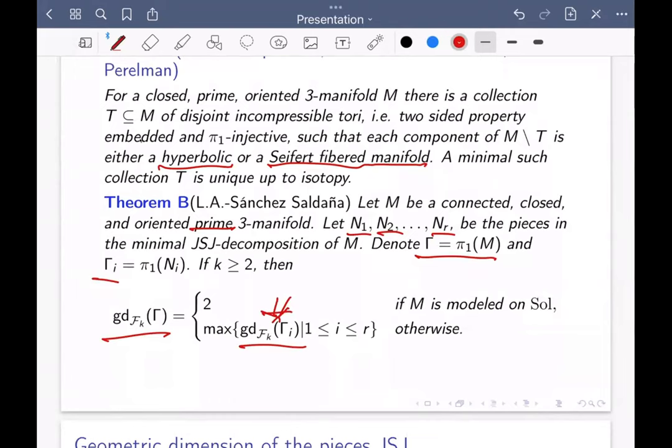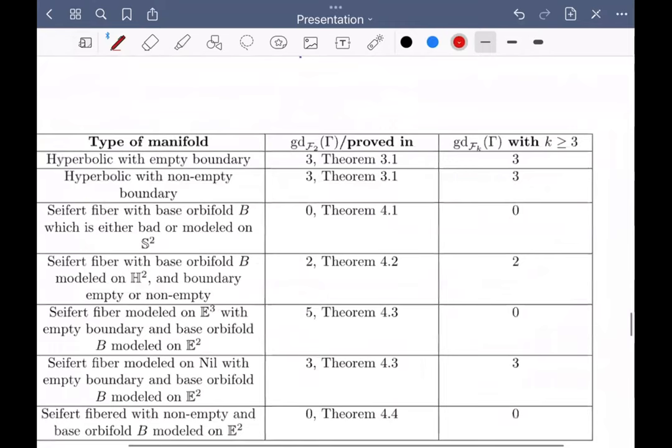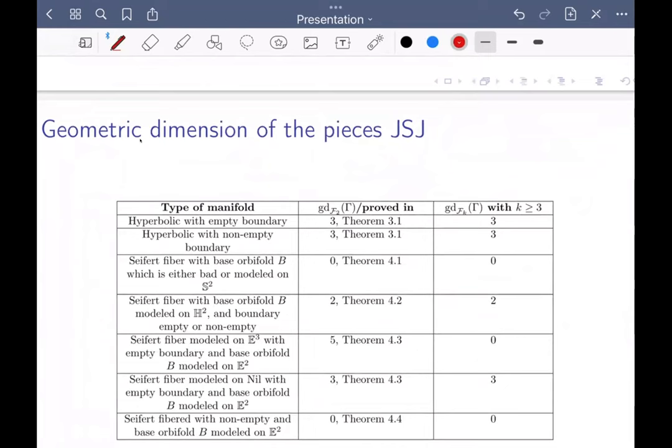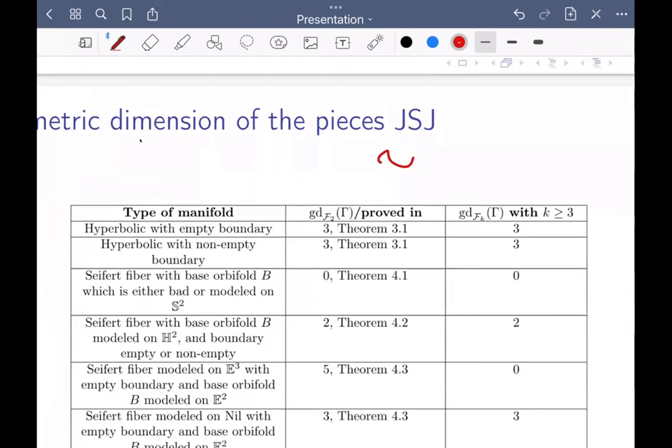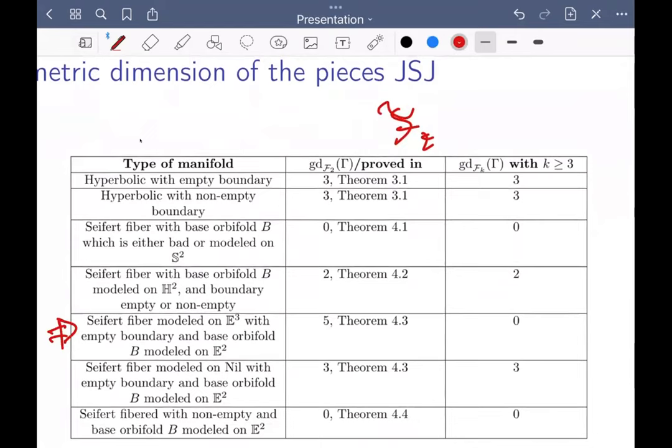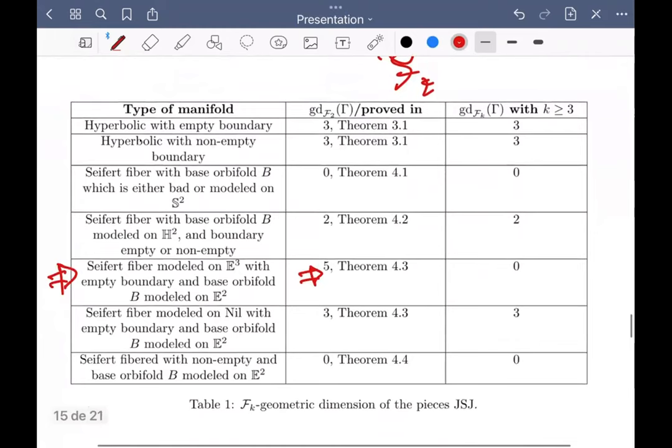We can do that. The table is here. If the piece is hyperbolic with empty boundary, we can show the homotopy dimension with respect to this family F2 is equal to 3. And also for other families. If the pieces are, for example, Seifert fibered modeled on E3 with empty boundary and base orbifold B modeled on A2, we can show the homotopy dimension is equal to 5. And here we have all the cases.